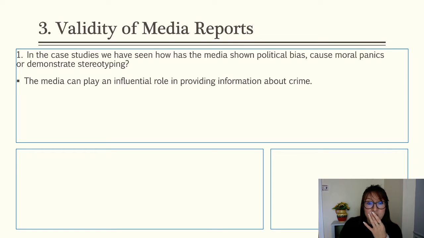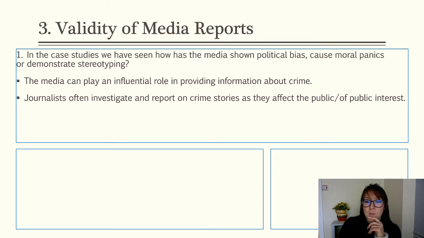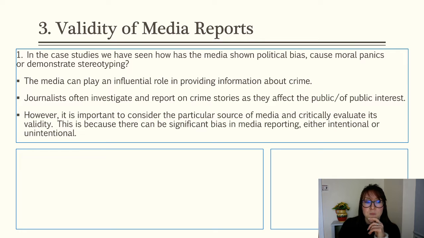The media can play an influential role in providing information about the crime. The media are still useful. Whatever we say, we find out what is going on through the media. So even if the information about the crime is biased, as we'll look at in a minute, maybe it's exaggerated, etc., it's still some information we would not get as a general public. Journalists often investigate and report on crime stories as they affect the public or public interest. However, it's important to consider that particular source of media and critically evaluate its validity. This is because there can be significant bias in media reporting, either intentional or unintentional.